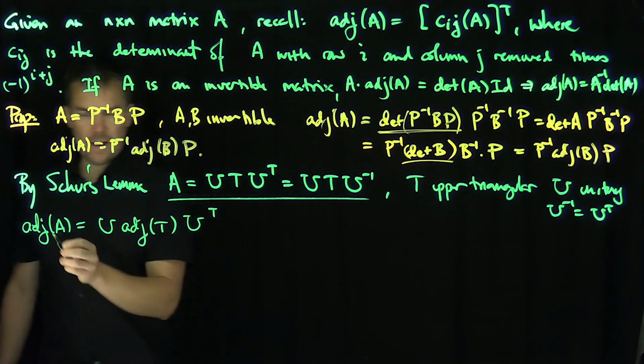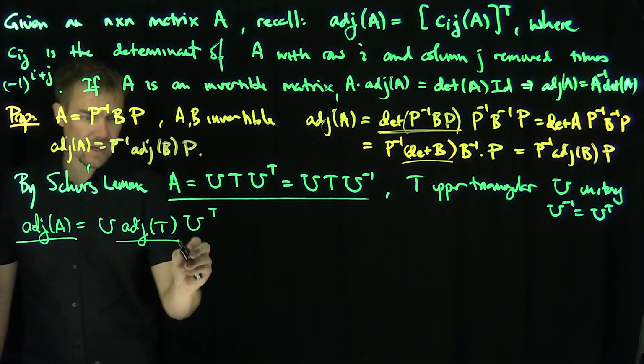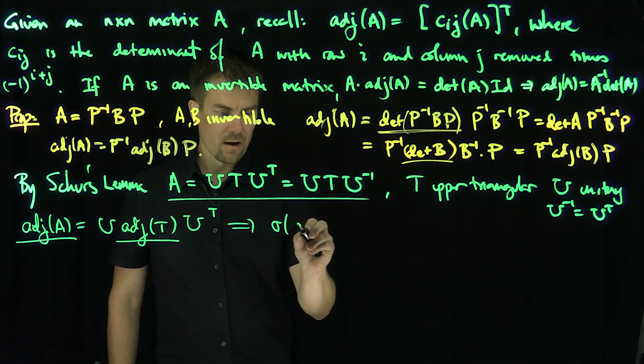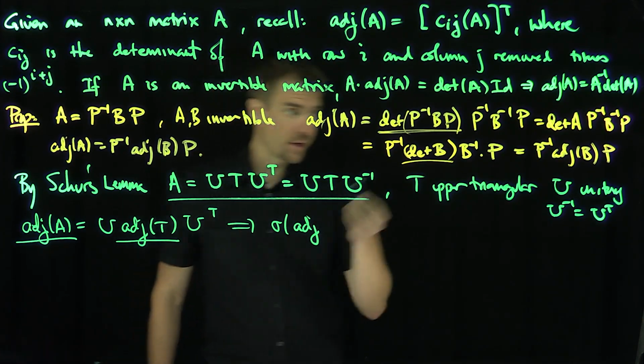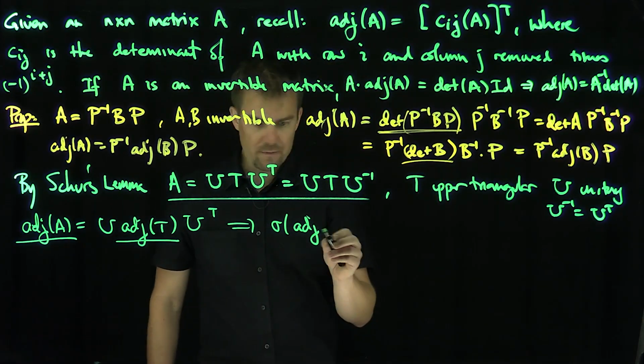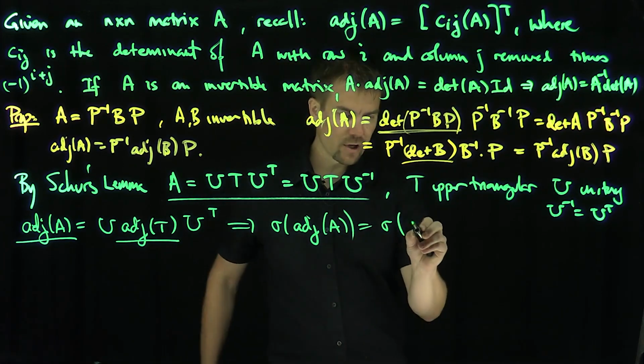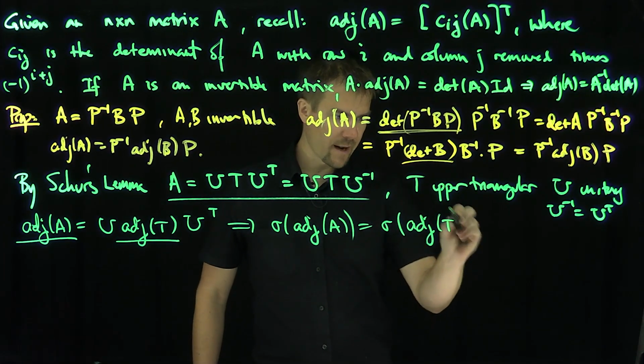And so now the eigenvalues of the adjugate of A are the same as the eigenvalues of the adjugate of T, right? So in other words, this implies that, by unitary similarity, the spectrum of the adjugate of A is equal to the spectrum of the adjugate of this upper triangular matrix over here, right?